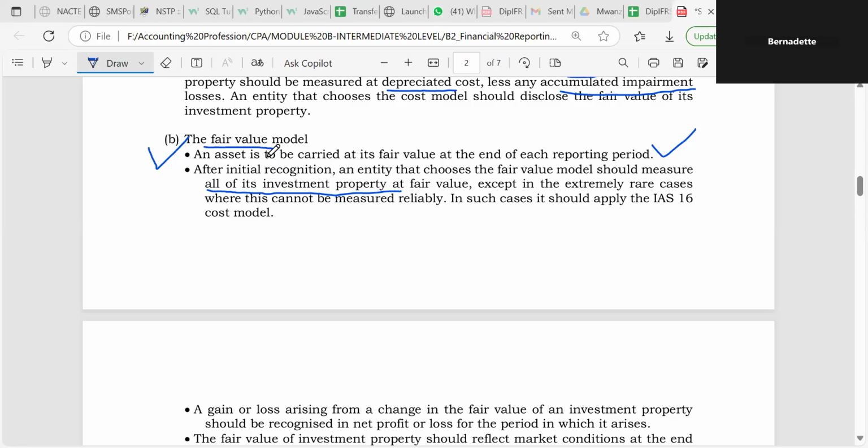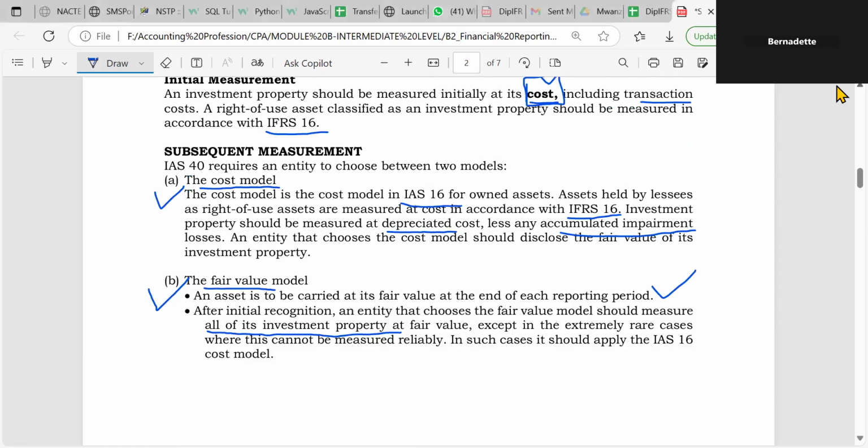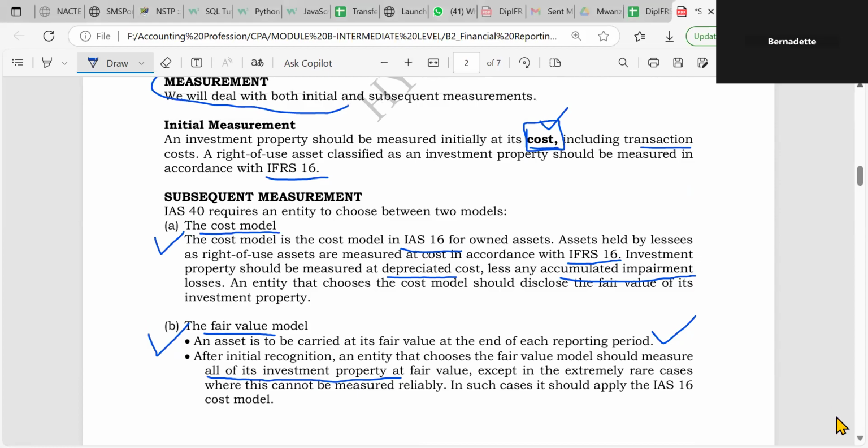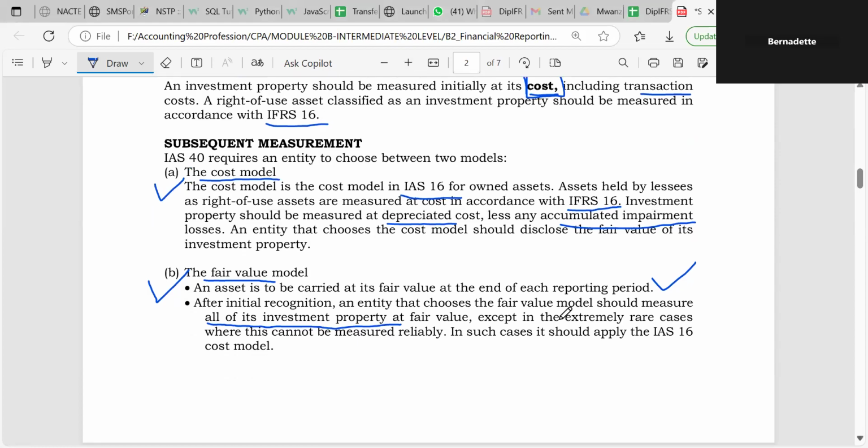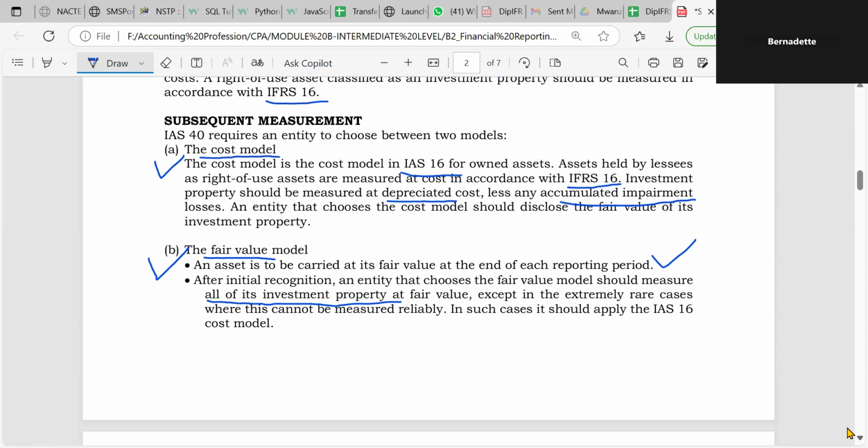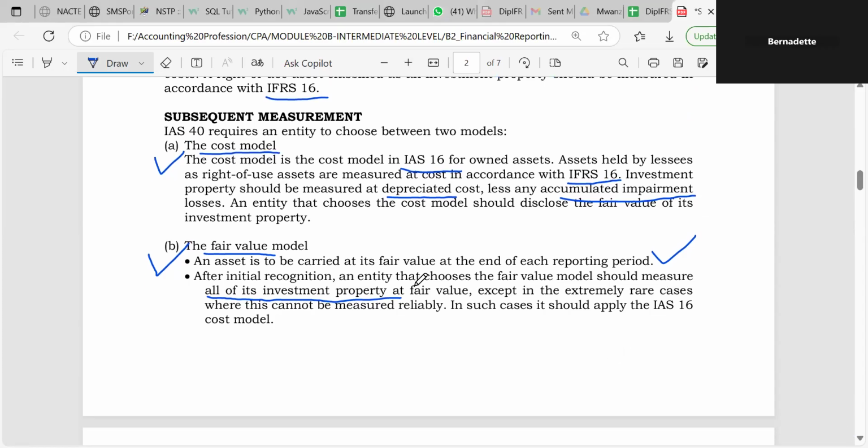Okay, now we're on measurement models, right? We spoke of initial measurement and then subsequent measurement, and they said that for subsequent measurement, the cost model is just the same as for PPE. And then for the fair value model, we just compare it to the revaluation model under IAS 16 PPE, right?